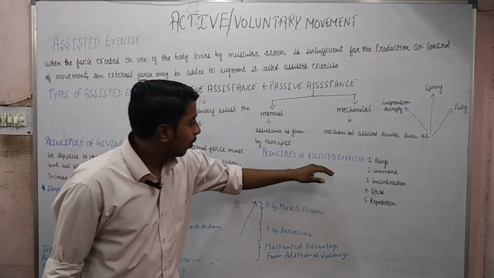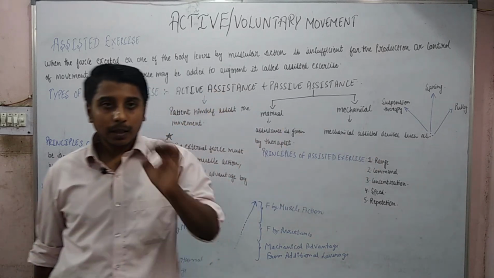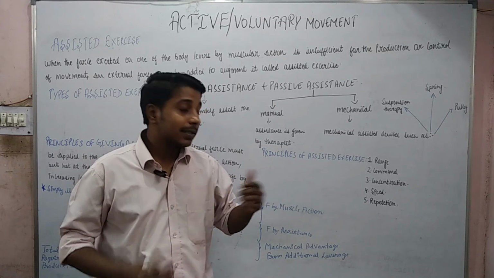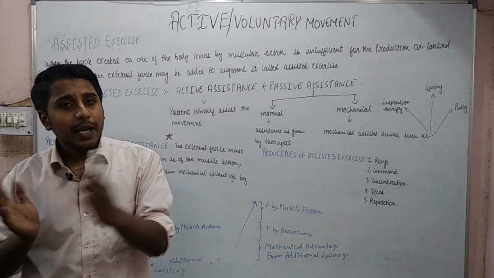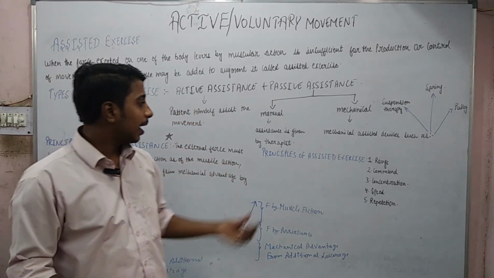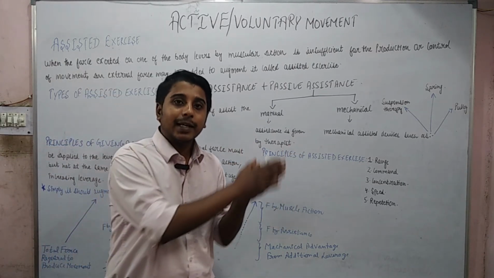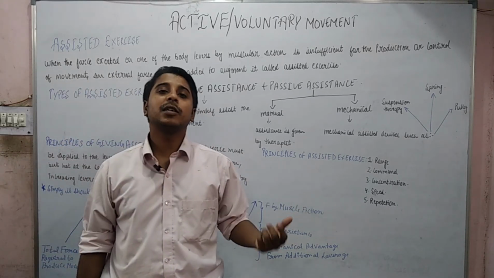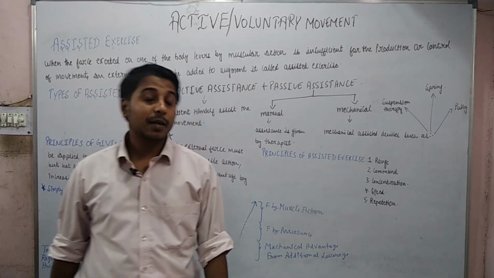Okay, so now we are moving toward the principles of assisted exercise. First is range. Usually during the assisted exercise, the assistance is more at the initial part of range and at the end part of range. In the middle part, the patient is usually able to perform the motion. So if anybody asks you what the variation of the assistance in range is, you will say that initially and in the end range we give more assistance, because mostly the patient feels difficulty in the initial range and in the end range.